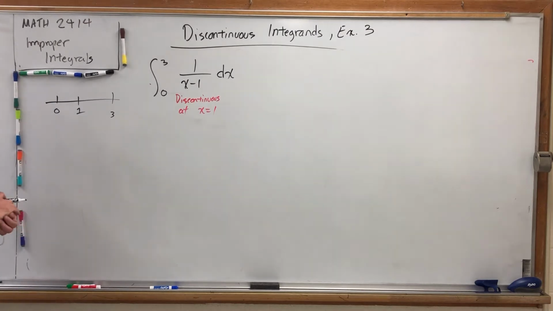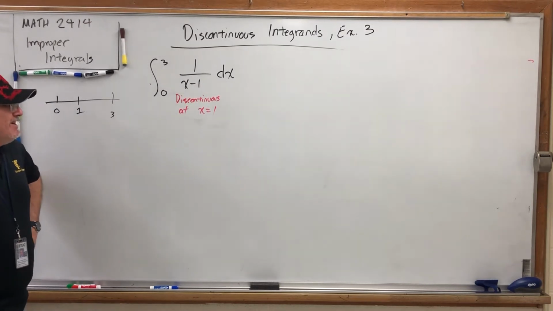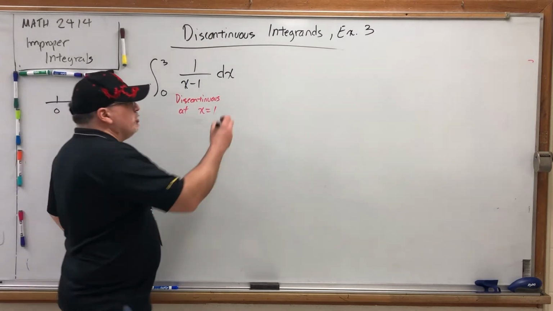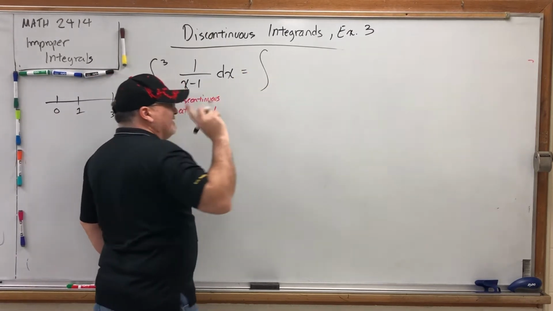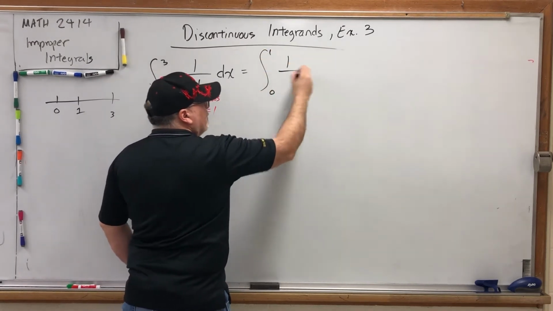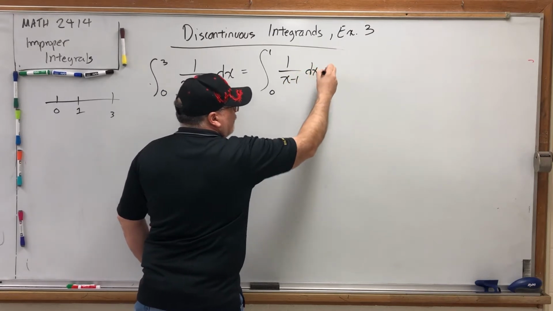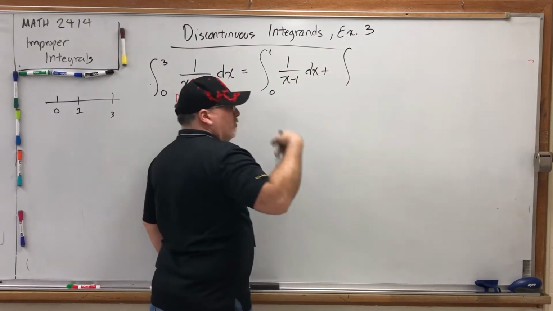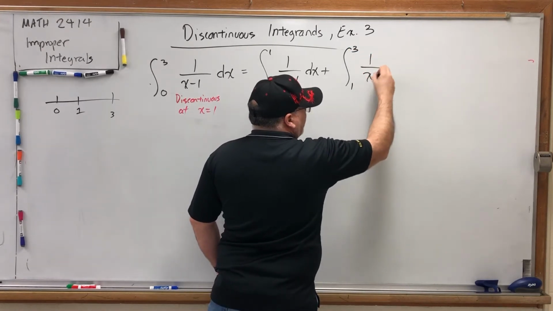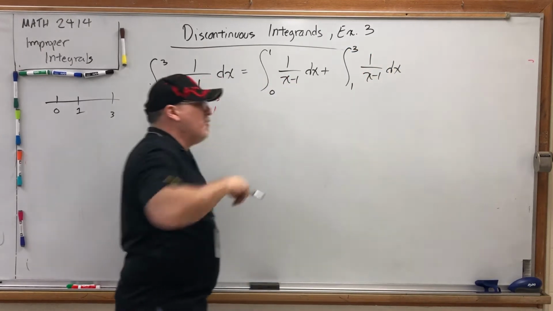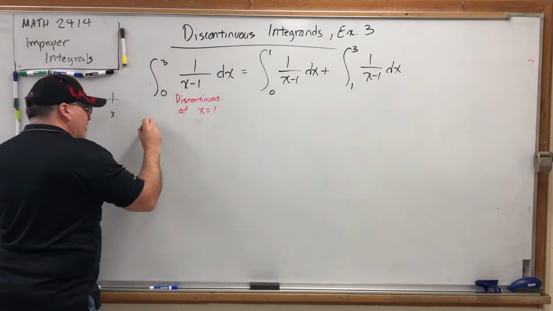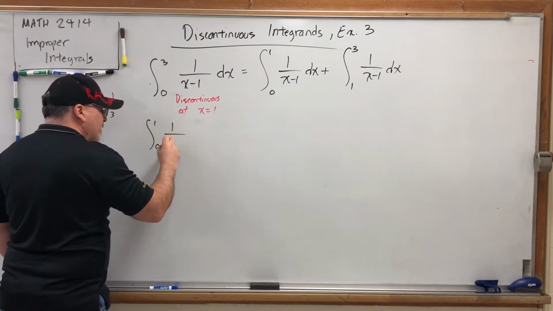So how do we integrate over an interval that contains a discontinuity inside somewhere? The answer is you stop at that discontinuity. So we're going to start at 0 and stop the integral at 1, plus another integral that picks up from there, so 1 to 3 of 1 over x minus 1 dx. And we have to tackle each one of those separately. So let's start with the integral from 0 to 1 of 1 over x minus 1 dx.